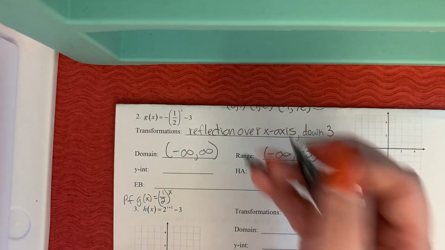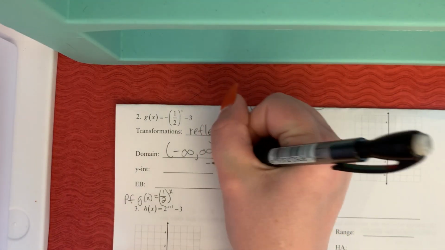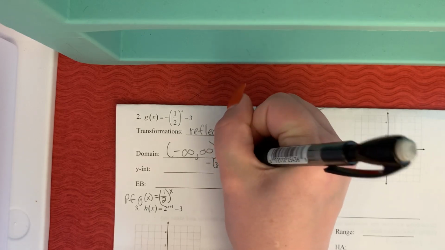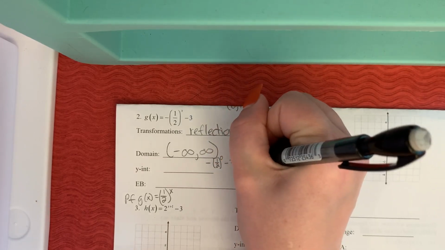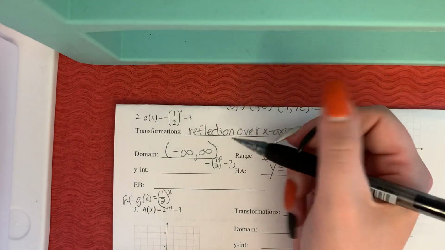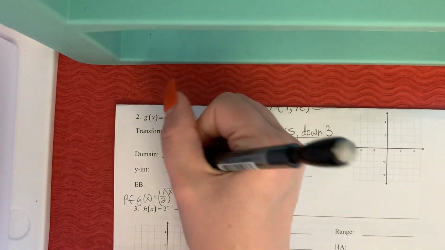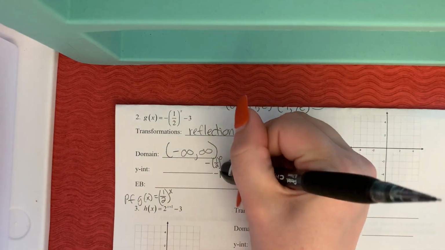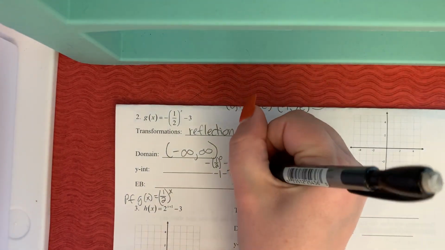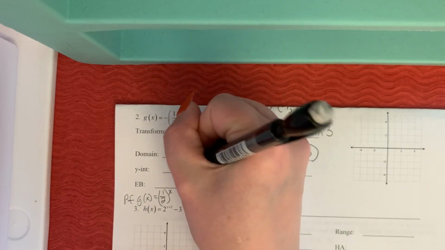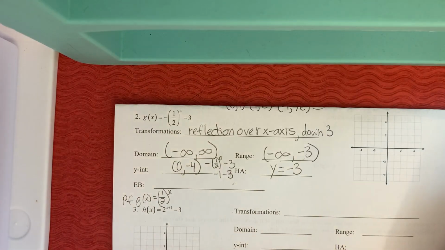And then for that y-intercept, again, we're going to plug in 0. So we'd say -1/2 to the 0th minus 3. Anything to the 0th power is just 1. So this would be -1 minus 3, which is, oh, sorry, I got ahead of myself, which is -4. So it would be 0, -4. And then we can go ahead and start graphing.